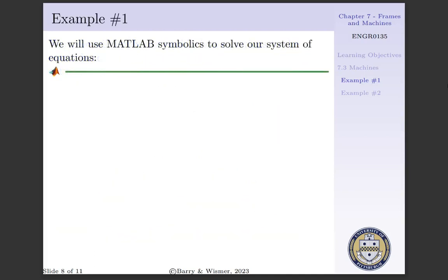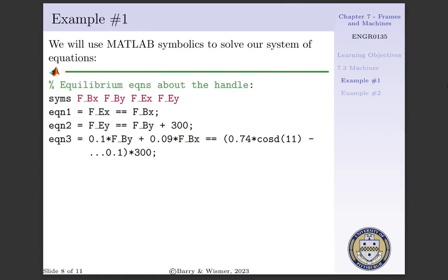With 6 equations and 6 unknowns, we will use MATLAB symbolics to solve this. First, we'll cast our equilibrium equations about the handle. We'll define our symbols Fbx, Fby, Fex, and Fey. Equation 1 takes the form Fex is equal to Fbx. This was the summation of forces in the x direction.